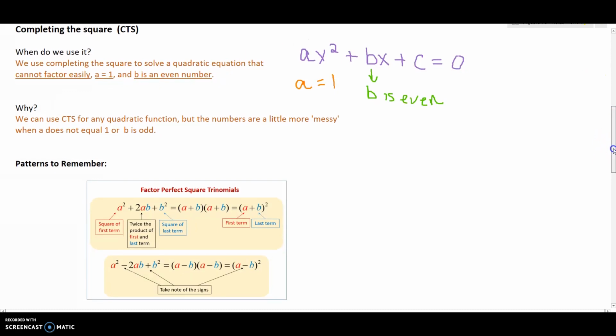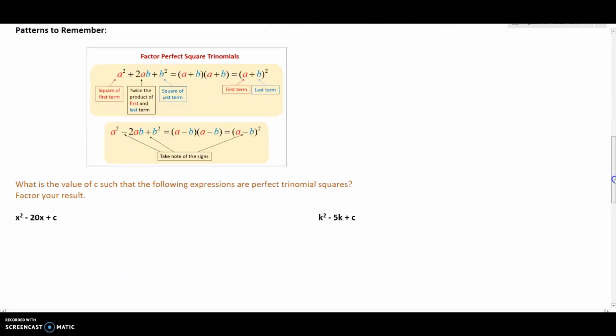So before we get to the steps of completing the square, we have to practice one of the patterns we learned earlier, and that was how to factor perfect trinomial squares. So we had this example where we had a perfect square in the first term, 2 times a times b in the middle, and b squared in the last term. And this we could factor as a plus b squared. We could also do that if it was a negative sign and our signs would change.